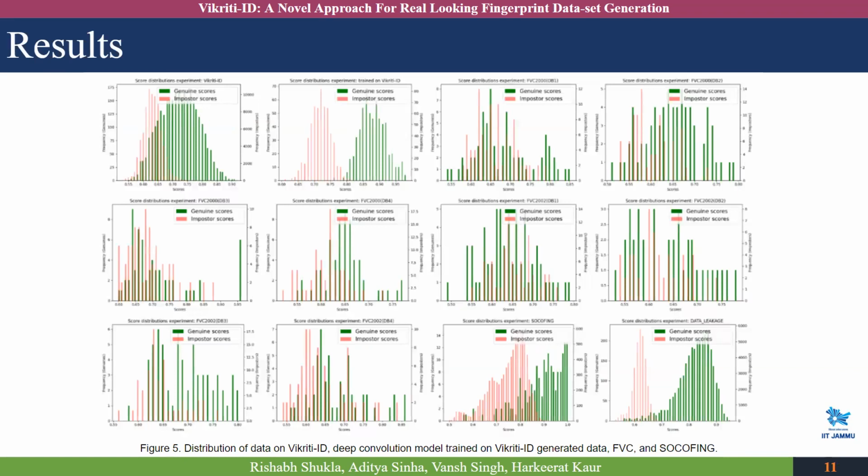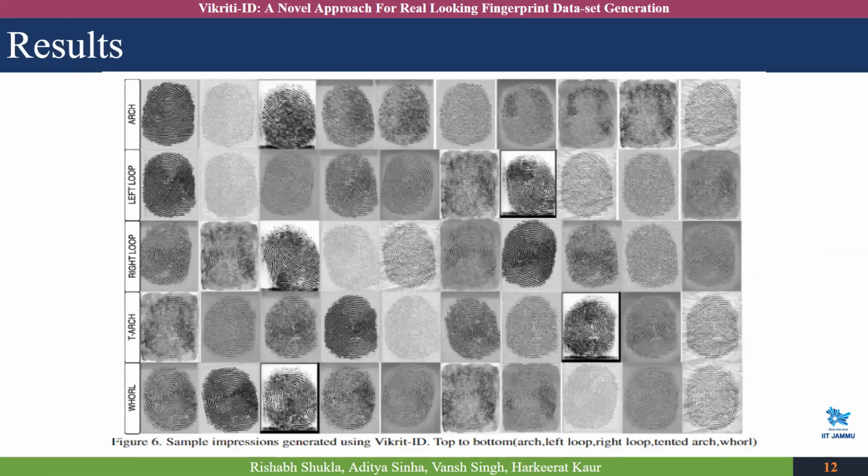These are some imposter distribution graphs of Vikriti-ID and other data sets. You can see they are different, and Vikriti-ID is performing well compared to other data sets. These are some samples generated by Vikriti-ID. You can see the first row is arc, then we have left loop, right loop, tented arc, and whorl. So these are some types of impressions we can generate from this.